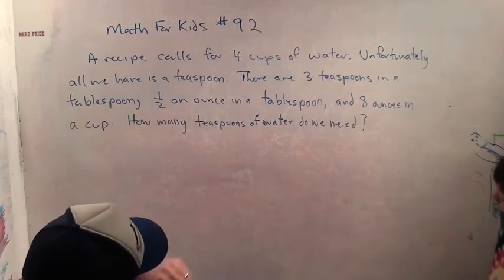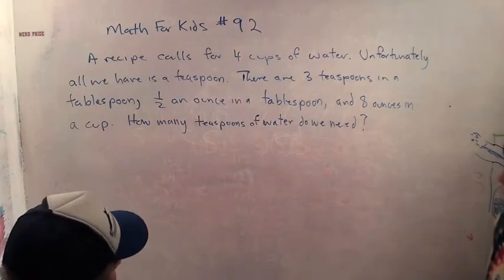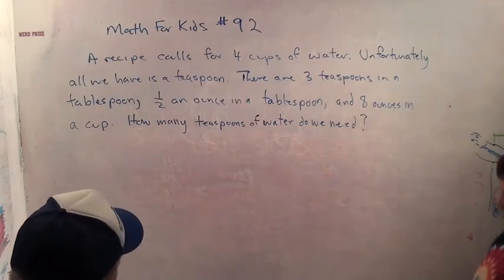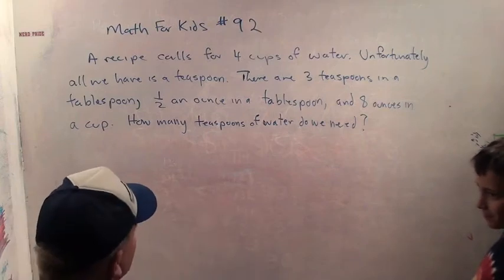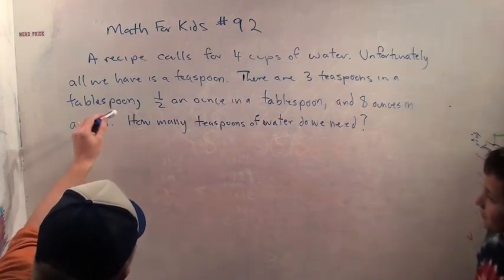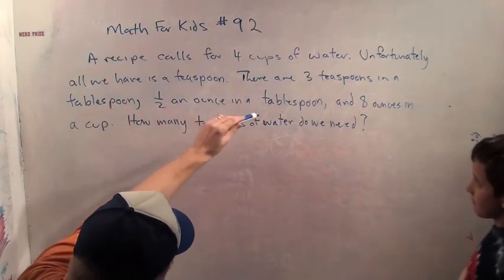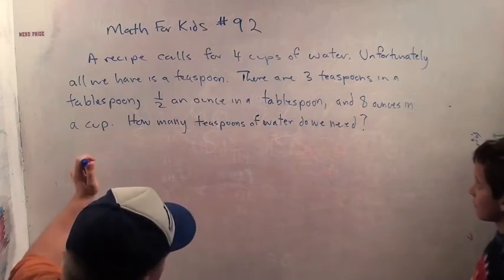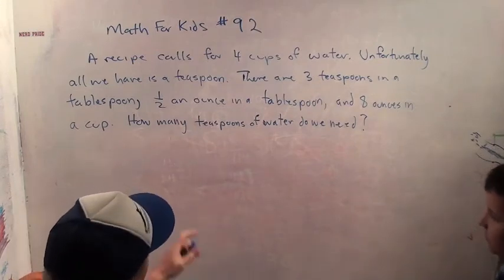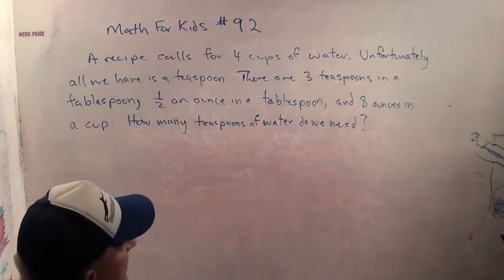Okay, a recipe calls for 4 cups of water. Unfortunately, all we have is a teaspoon. There are 3 teaspoons in a tablespoon, half an ounce in a tablespoon, and 8 ounces in a cup. How many teaspoons of water do we need?